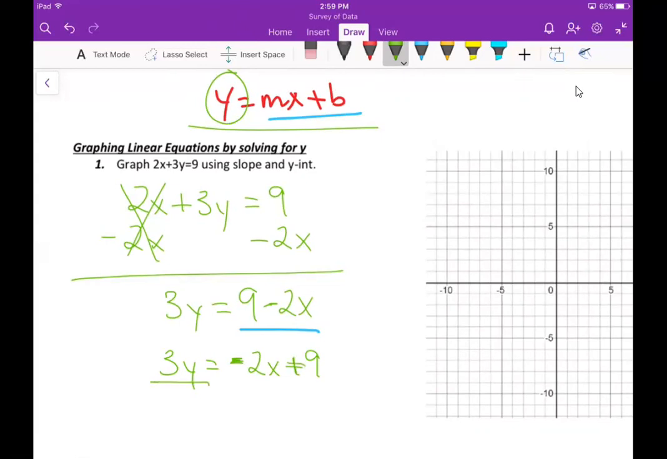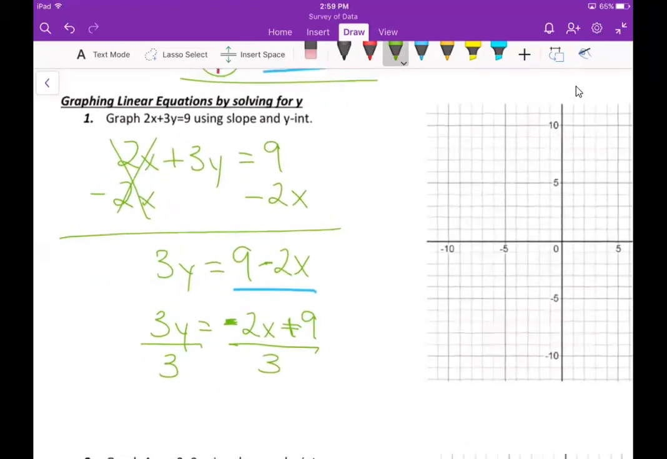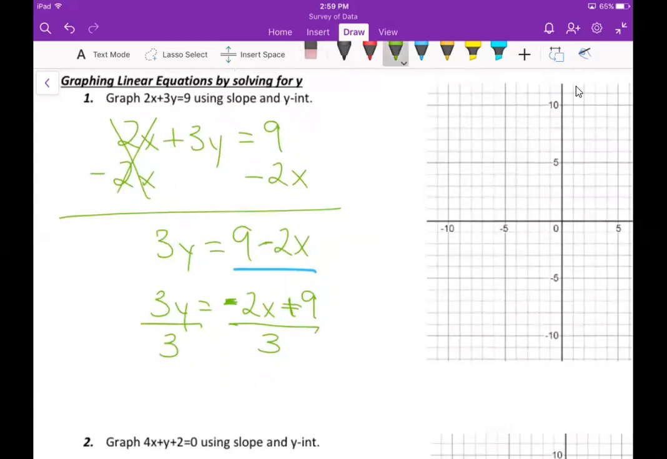Now our final step is that we have to divide by 3. The key here is that this entire side gets divided by 3. So when I put this into slope-intercept form, what I have here is that the 3's cancel and I do get y alone, but each one of the terms on the right-hand side is divided by 3.